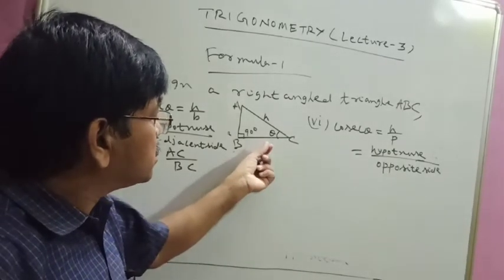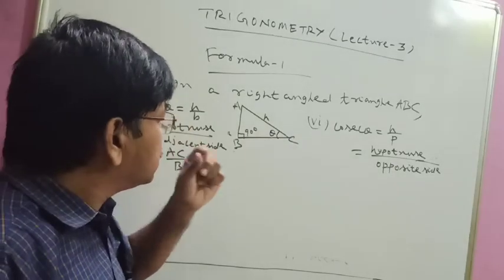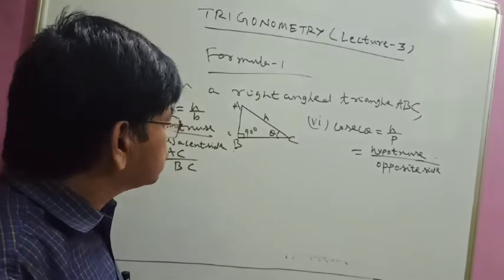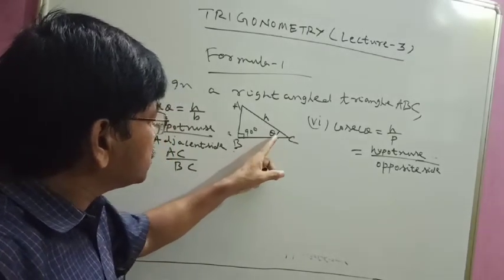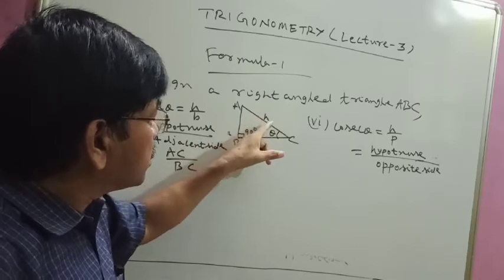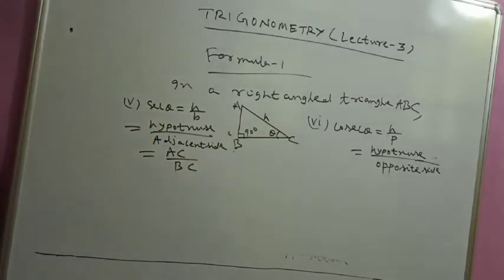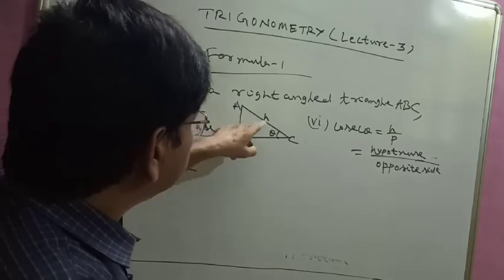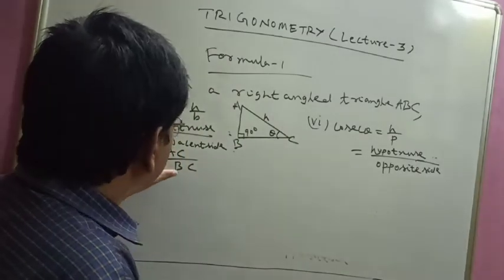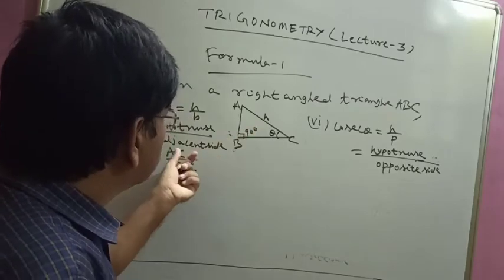The side which is adjacent to the angle is called adjacent. Suppose this is the angle theta. Adjacent side you can say BC and AC, but AC has a special name, hypotenuse, which is opposite to the right angle. So leave it, and take this one. That's why hypotenuse by adjacent side is AC by BC.